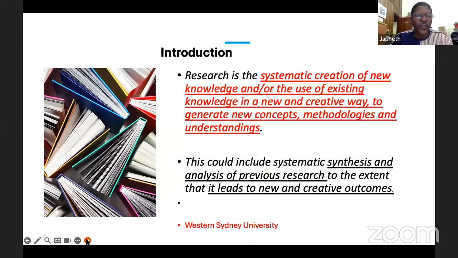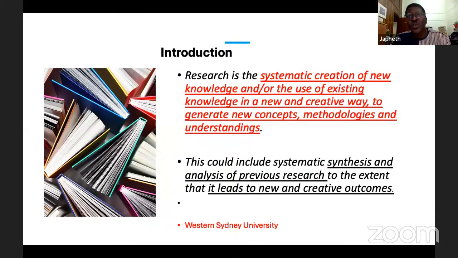So if you look at the left of this particular slide, we have several books, supposedly knowledge captured in these books. What we are trying to say is that when we are carrying out research, whatever we are doing, if we are counting, we must be doing the counting systematically.